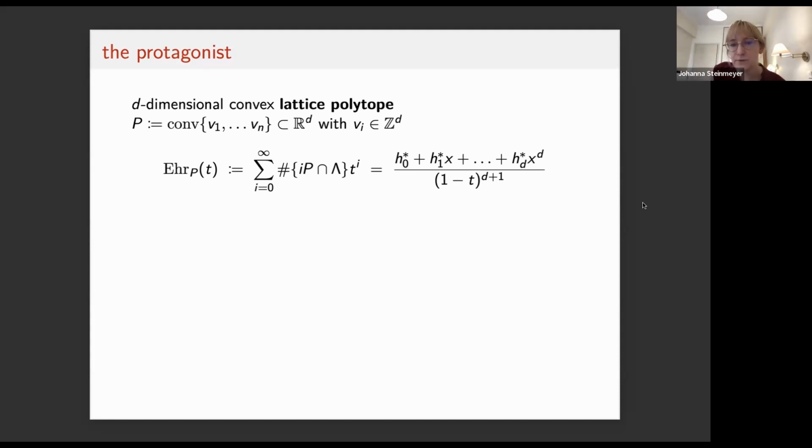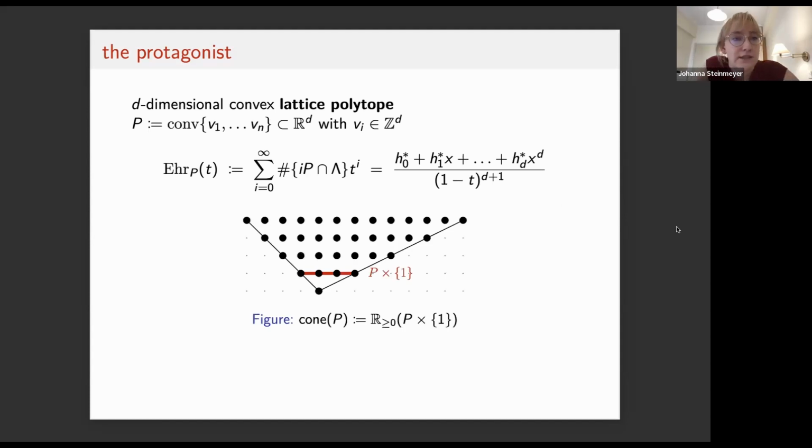But we're going to view it a little bit differently, as a semigroup, first of all. So we take our polytope and embed it in one dimension higher at height 1, and just take the cone over it. So we have our polytope here, take the cone over that, and now what is counting the number of lattice points in the i-th dilate is the same as just saying, okay, I take this cone, I intersect it with the lattice again, and then I count the number of points at height i. I slice it, count the points.